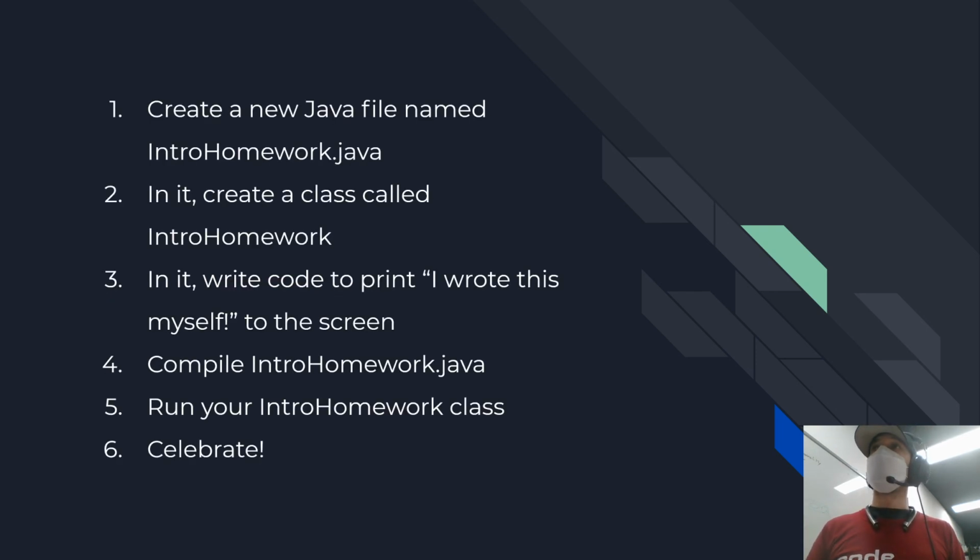Okay? So the homework is not too difficult. It's basically the same thing we did today. Create a new Java file, but give it a different name. In it, create a class with a name that matches the file name. And then instead of writing hello world, write "I wrote this myself." Then, just like we did today, compile it and run it. And then the most important part: once you get it working, celebrate. Because this stuff's hard and you have to reward yourself, okay? So that's the homework.